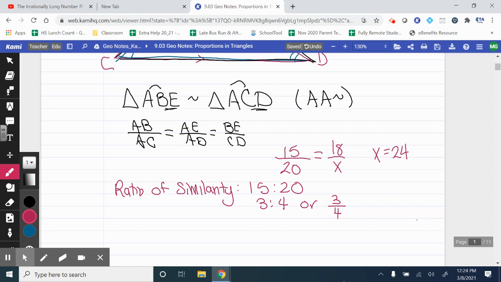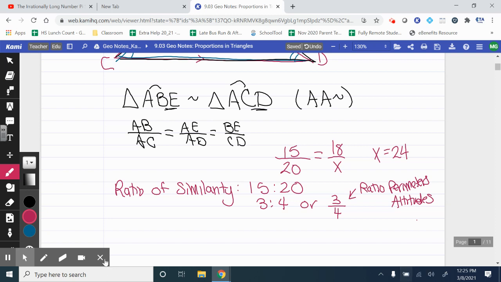That would also be the same as my ratio of the perimeters. Same as the ratio of your altitudes. And the ratio of your sides is all the same ratio. And then if you talked about ratio of areas, that's when you would square it to be 9 over 16.